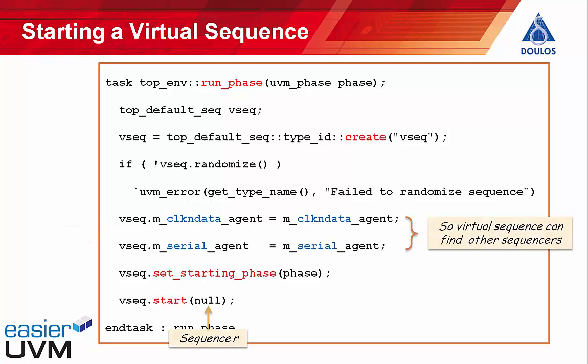And then instead of running our virtual sequence on a sequencer, we've run the virtual sequence on the null sequencer. That is, we've passed null as the first argument to the start method. We could have chosen to run our virtual sequence on a sequencer, but we haven't. It's running on the null sequencer.